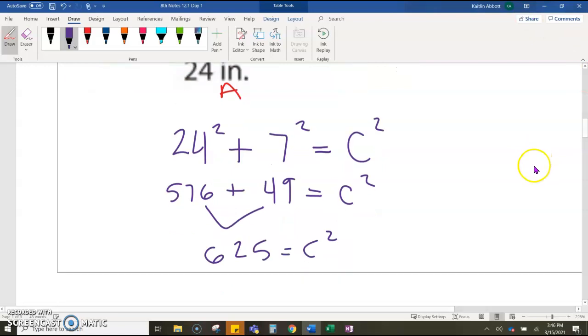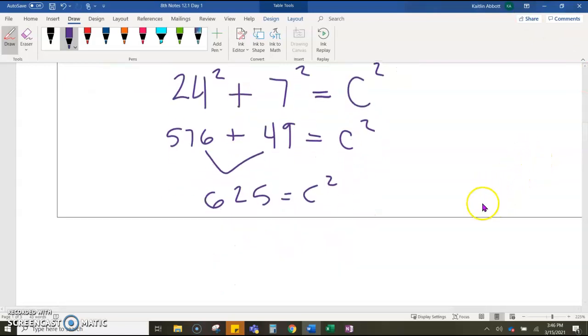Okay, we're not done. This is the last step, and it might be a little bit new. We need to get this square off the C because we like our letters to be all by themselves. We don't want any numbers attached to it. So to get rid of things, we've always done the opposite. If it's multiplying, we divide. If it's adding, we subtract. We always do the opposite. So the opposite of a power of 2 or a squared is called a square root.